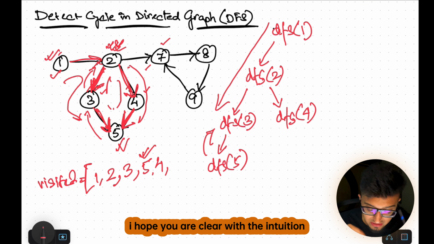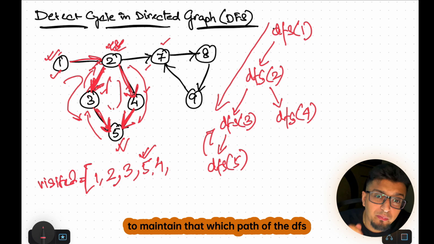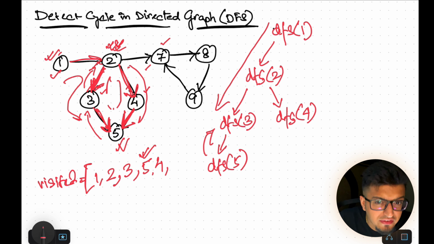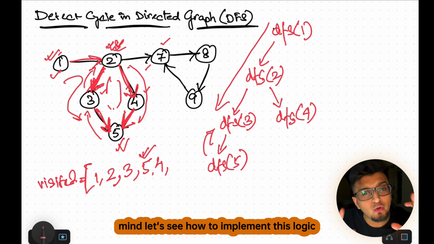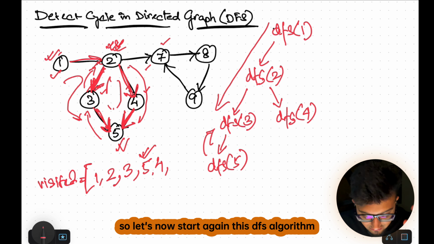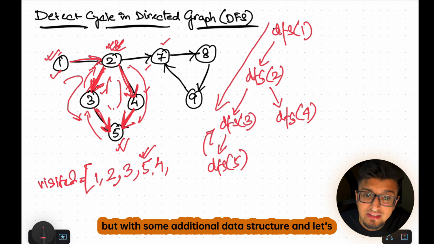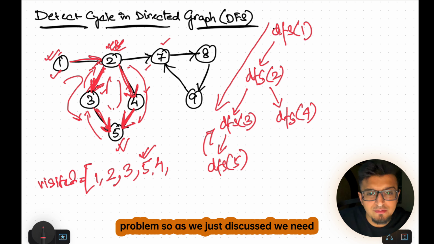So I hope you are clear with the intuition of why we need an additional data structure to maintain which path of the DFS we are following. With this concept in mind, let's see how to implement this logic of detecting a cycle in a directed graph. Let's start this DFS algorithm again, but with some additional data structure, and see how easy it is to solve this problem.